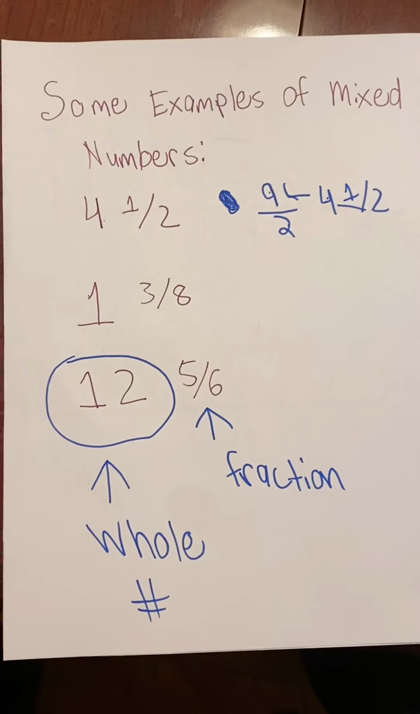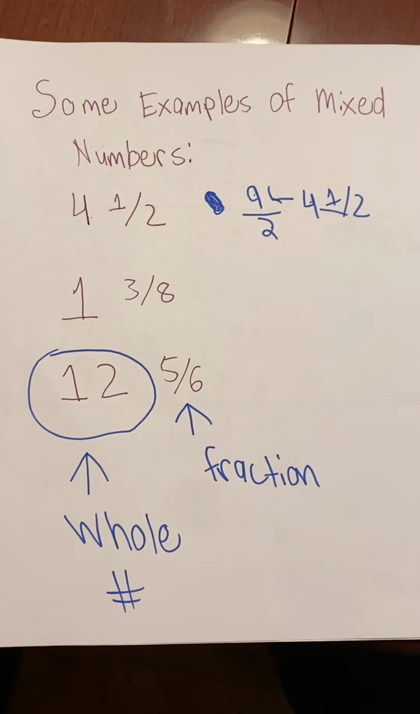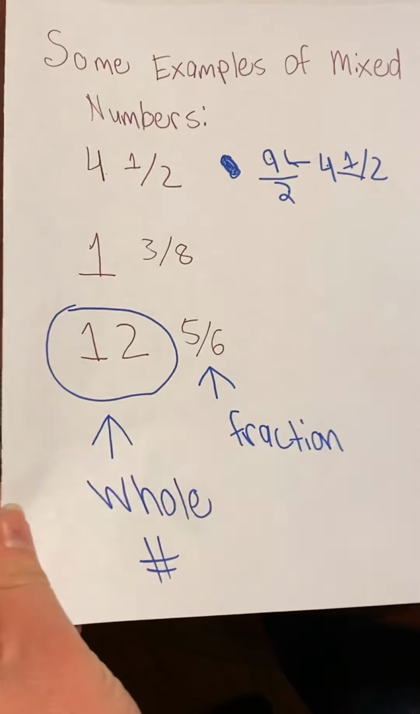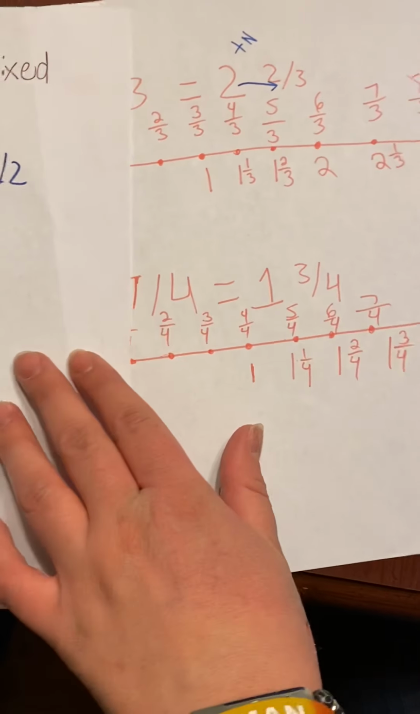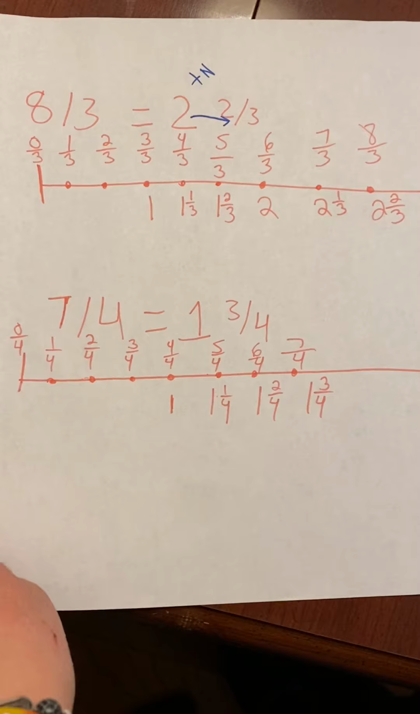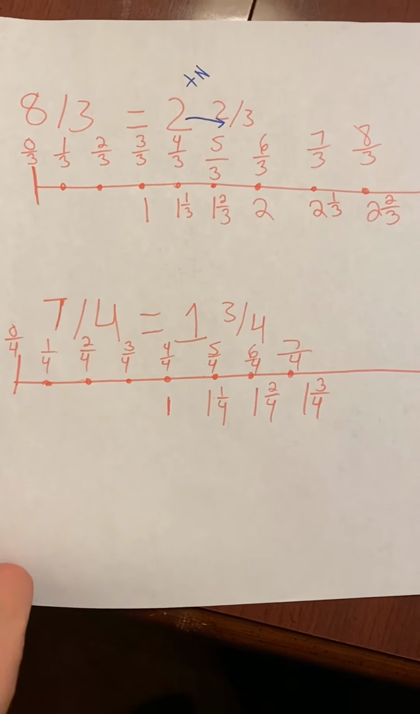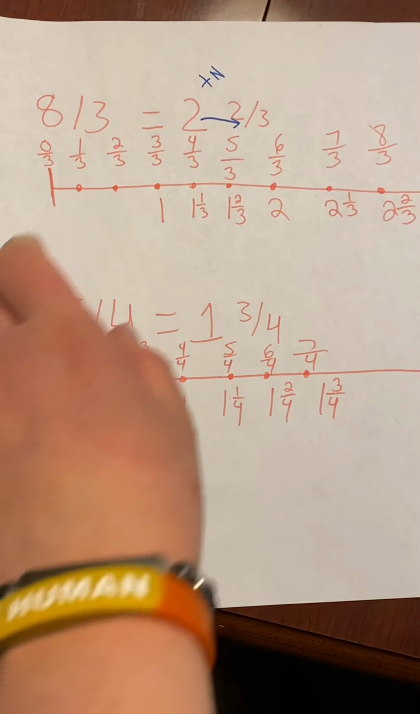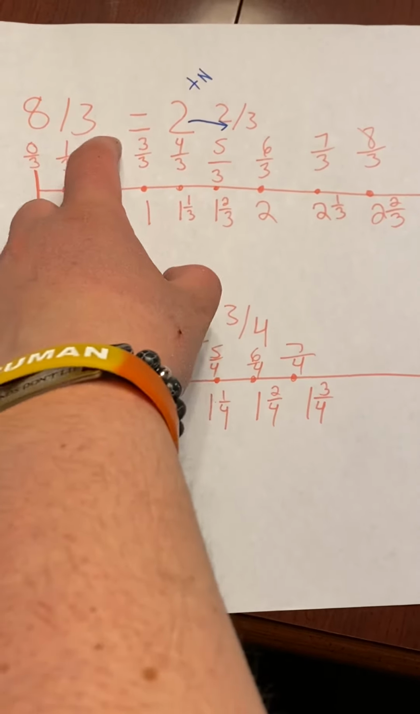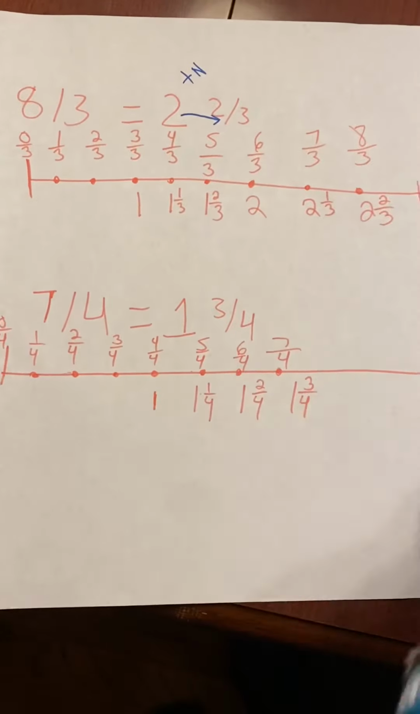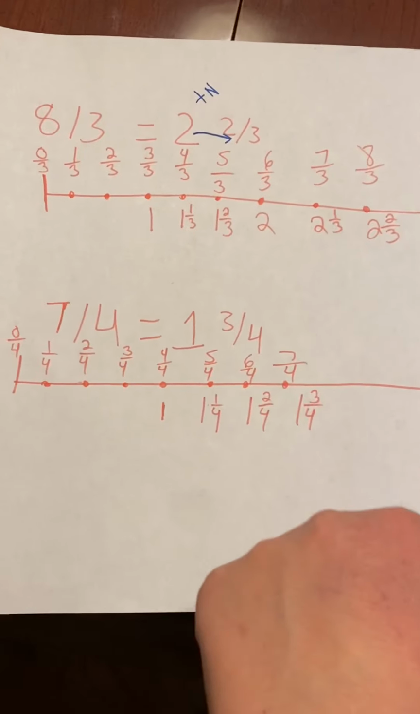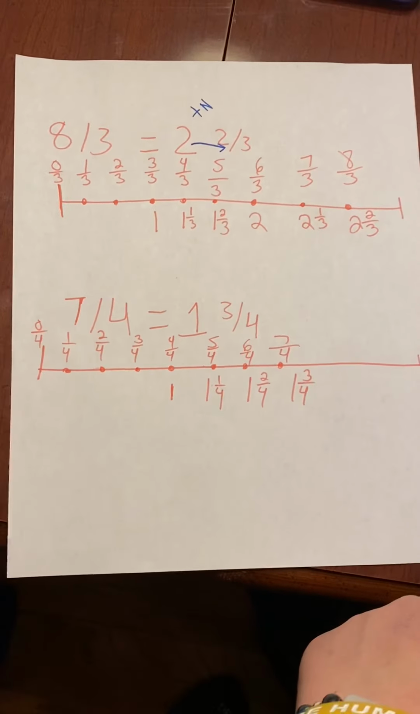Now I'm going to show you all what a mixed number would look like on a number line as a visual aid, because some people like visual aids, it helps them. So the first is 8 over 3. That's the improper fraction, and it would equal 2 2/3. So do 0 over 3, 1 over 3, 2 over 3, 3 over 3. Ooh, that makes one whole. 4 over 3 is 1 1/3. 5 over 3, 1 2/3.